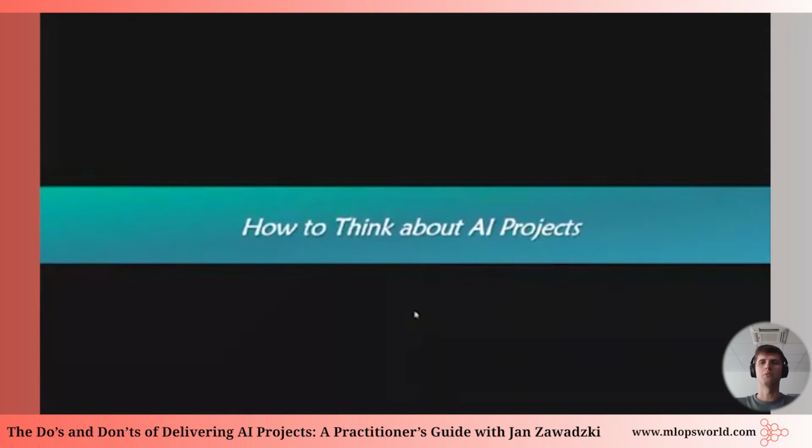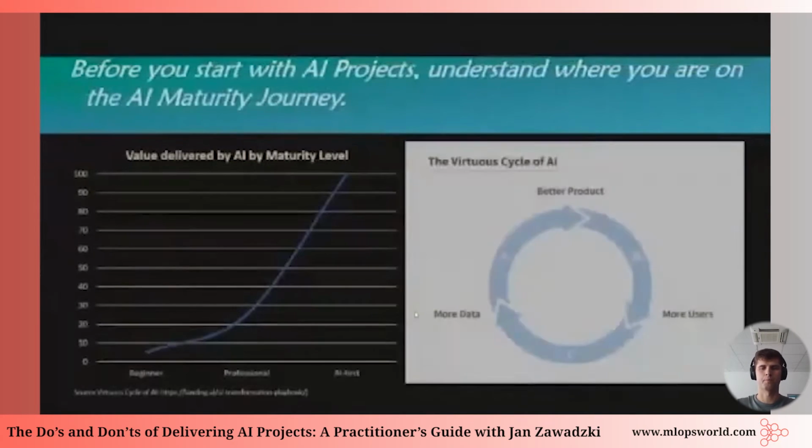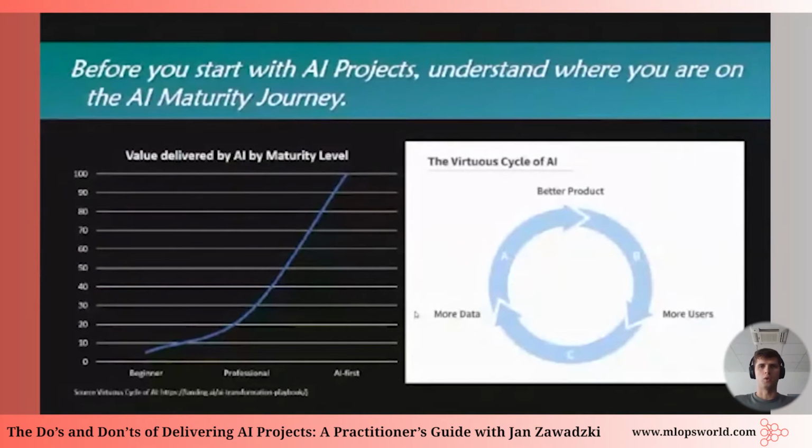Next step, how to think about AI projects. What is really important, what has been preached by Andrew Ng and other AI luminaries, is that there is something like an AI maturity level. And this is very important because for you, in your position, at your company or in your project, you also need to understand where on this AI maturity journey you are. On the left side, you see rough estimates of how much value your AI project brings. And on the bottom, you see 3 AI maturity levels.